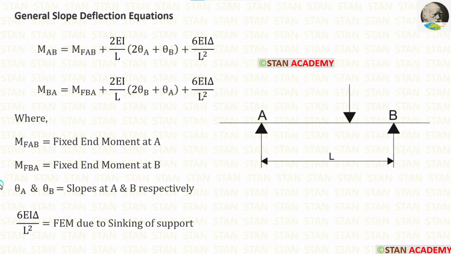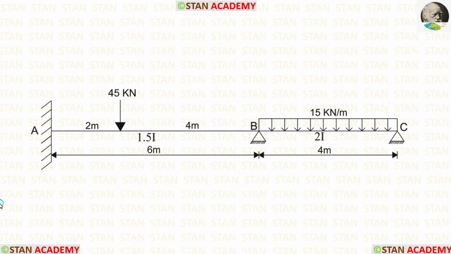In the given problem, there is nothing mentioned about the sinking or settlement of the supports. In this case, we can assume that there is no settlement or sinking in the supports of the given beam. So, the fixed end moment due to sinking will be 0. So, when we make slope deflection equations, we don't have to consider these terms. We had a brief introduction about slope deflection equations. Now, let us start analyzing this beam.